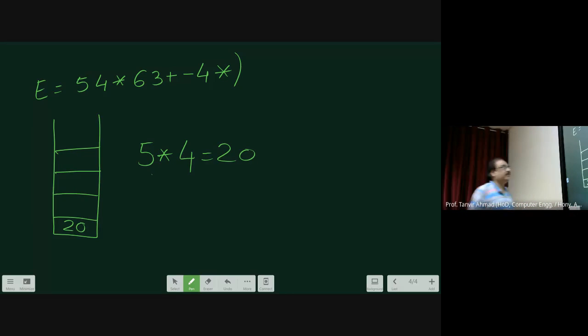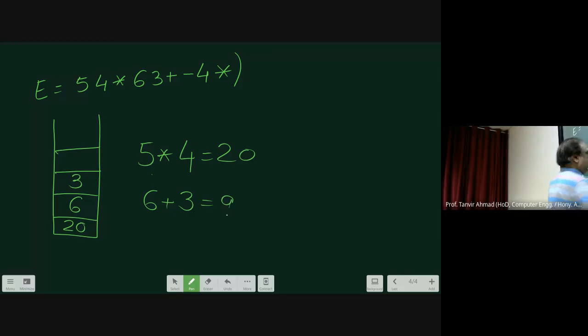Then I got 6. I push 6 over here. Then I got 3. I push 3 over here. Then I get plus. Now what I did, I popped 3 out. 3 will come here. Now 6 will come here. I will get a plus. Therefore I will get 9. And here I will pop these 2 out, and I'll push 9.